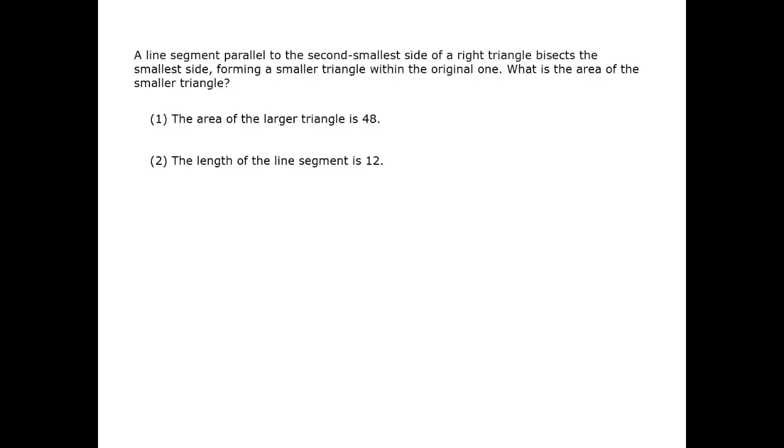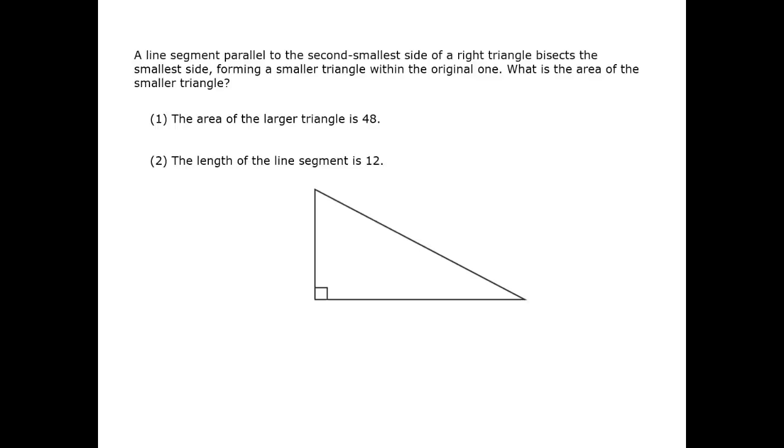As we approach this question, we can draw a right triangle. We draw one that is very non-isosceles so that there can be no confusion about what the smallest and second smallest sides are. The hypotenuse, as always, is the longest side. The left side can be called the height of the triangle and is the smallest side. The base of the triangle is the second smallest side.